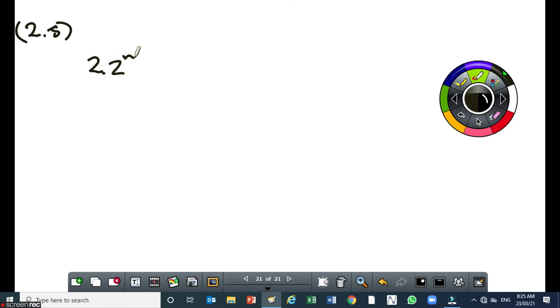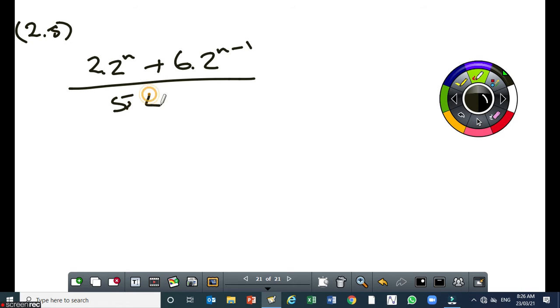So 2 to the power of 2n in brackets plus 6 times 2 to the power of n minus 1, that's all over 5 times 4 to the power of n.